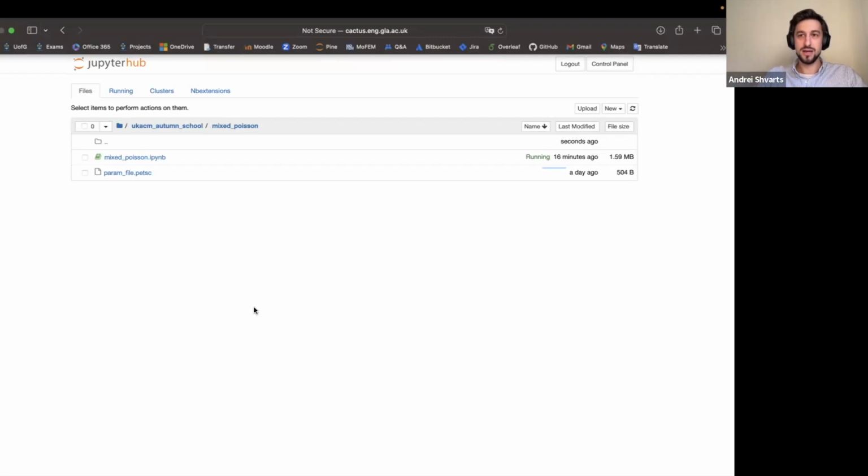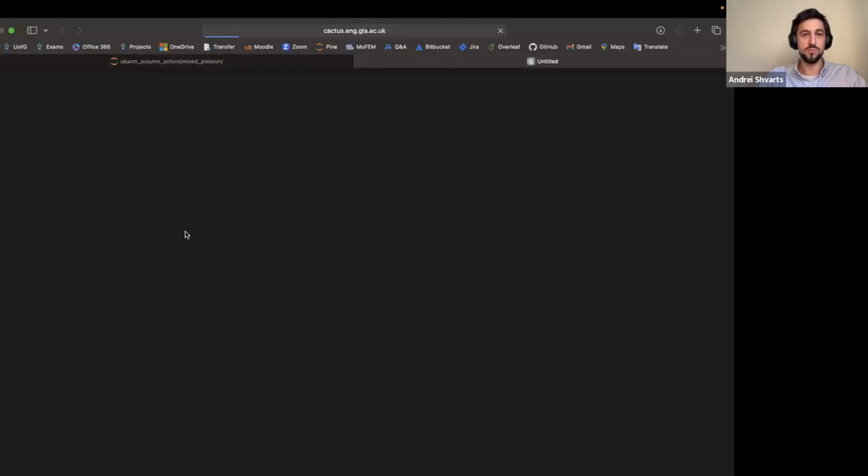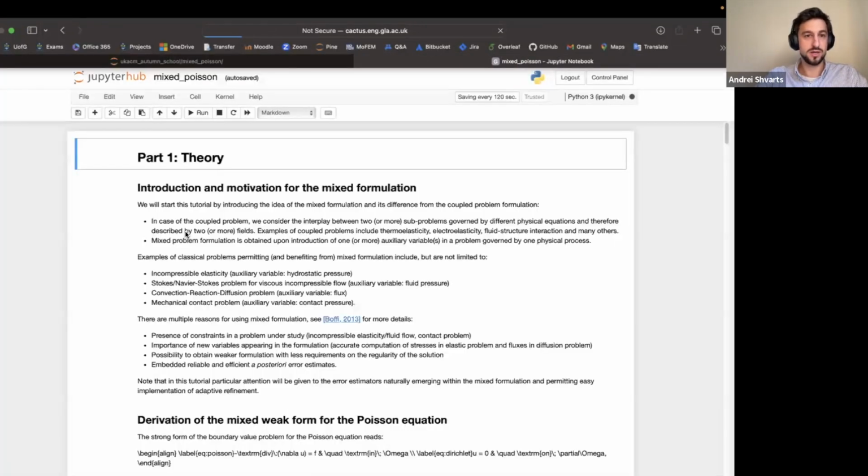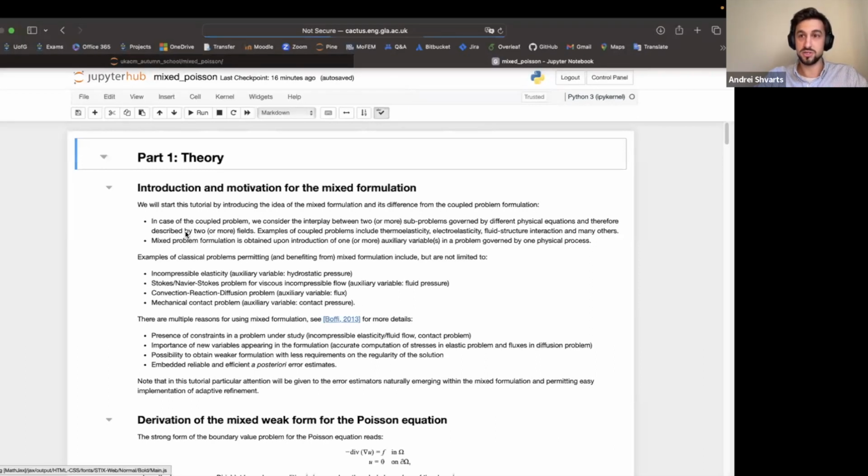Hi everyone, this is a hands-on tutorial for the mixed formulation for the Poisson problem, and we will navigate into the directory called mixed Poisson in the set of folders for the whole school. In this mixed Poisson folder, we have just one notebook, so we open it, and here the structure is very much similar to the other notebooks in these hands-on sessions. So it starts with a theory and then goes to examples.